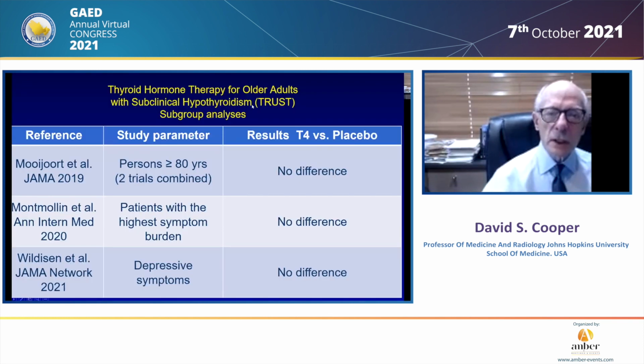Now, ever since the TRUST study was published, there have actually been 3 other studies that have been subgroup analyses of the TRUST population. In this study, published in JAMA in 2019, they specifically looked only at people over the age of 80. There was no difference. In this study, published in 2020, they looked at patients who had the highest baseline burden of symptoms to start with, no difference. And then this study, just published a month or 2 ago, looked at patients who at baseline had some depressive symptoms, no difference between T4 and placebo.